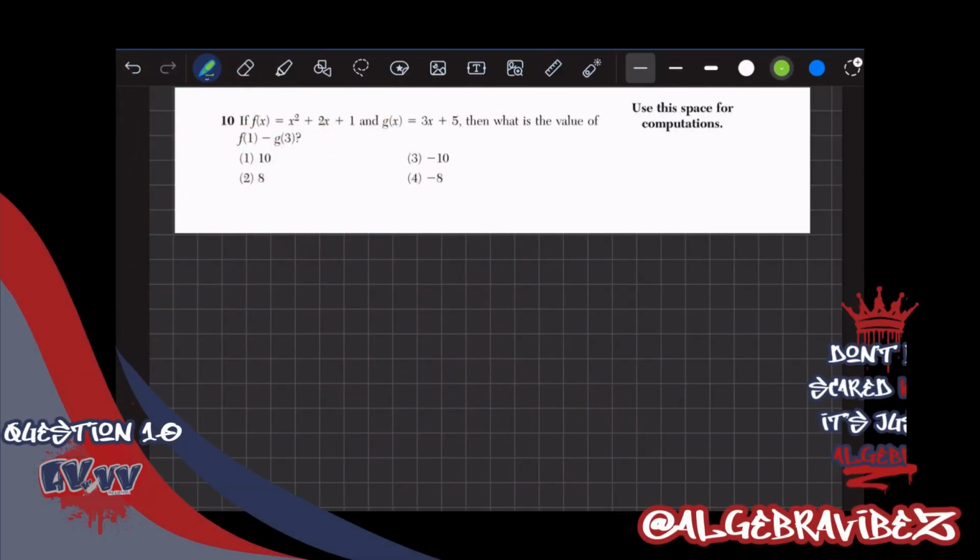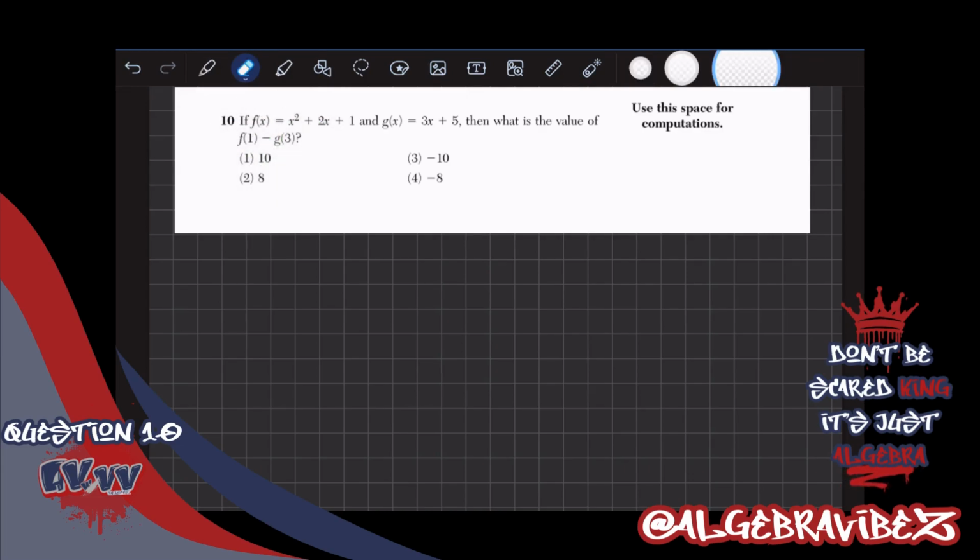Everybody, welcome to question 10. If f of x is equal to x squared plus 2x plus 1, and g of x is equal to 3x plus 5, then what is the value of f of 1 minus g of 3? These right here indicate what we have to plug in to our function.